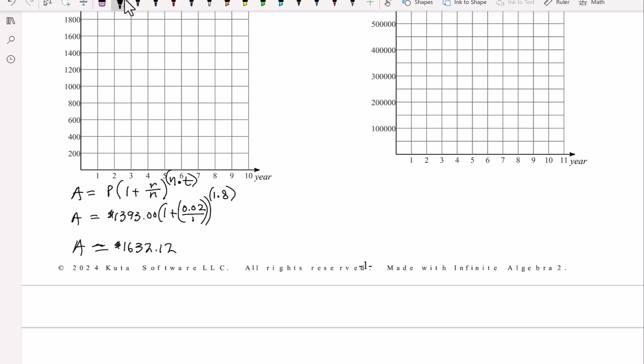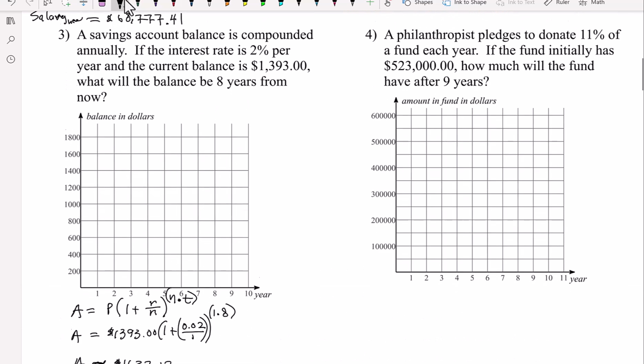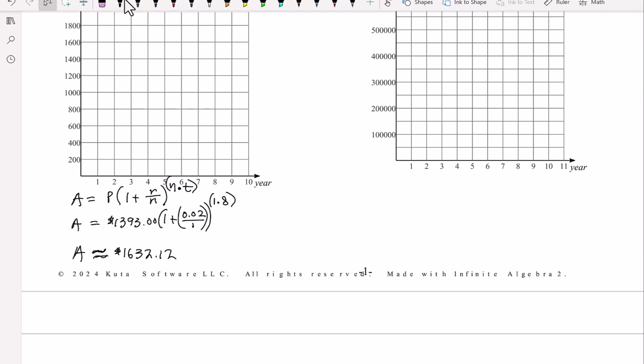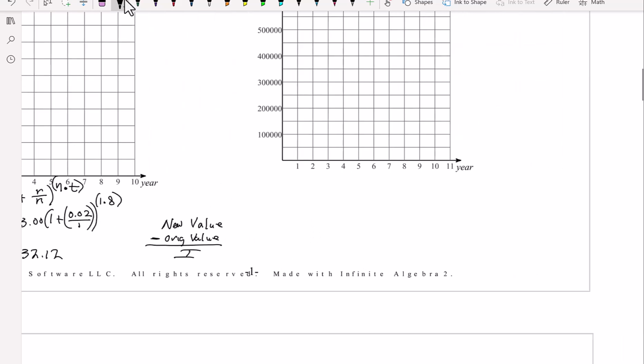So that's about, since we're rounding to the hundredths place. And if they want to know how much interest you earned, it would be the new value, subtract the original value, and that would be the interest amount.